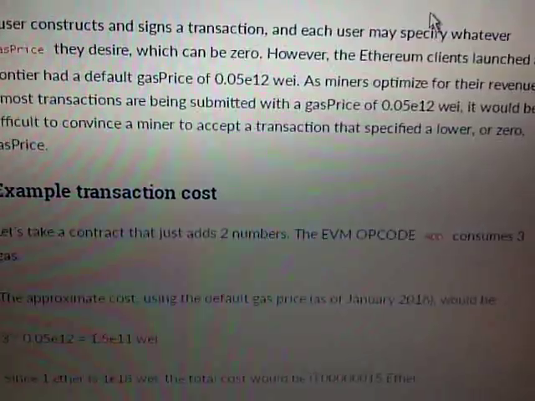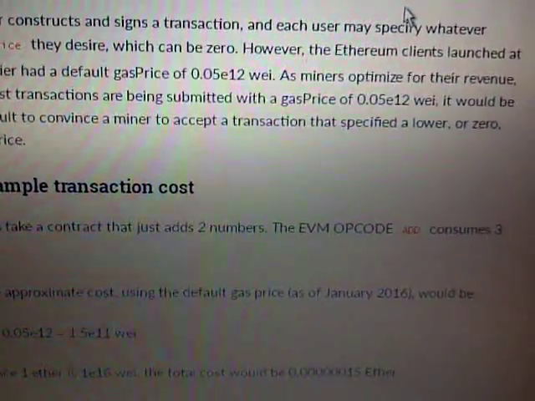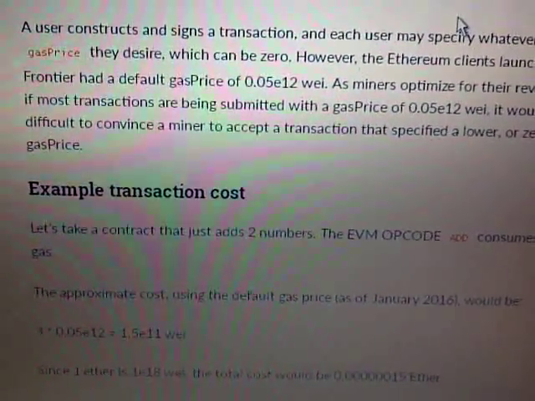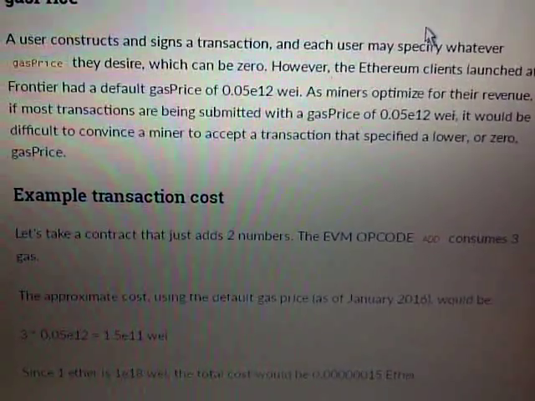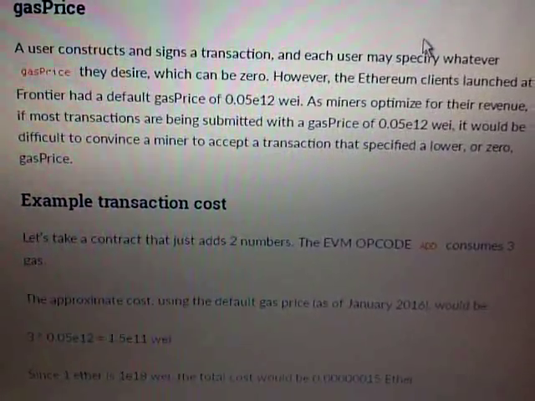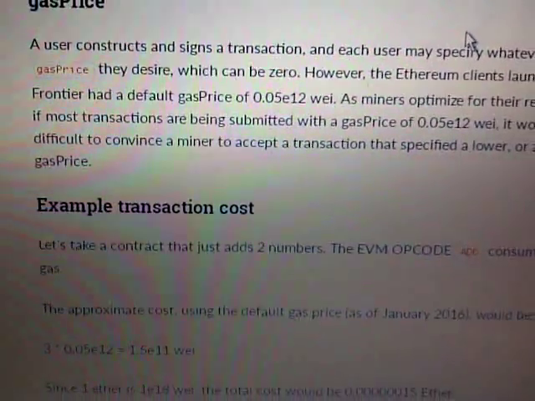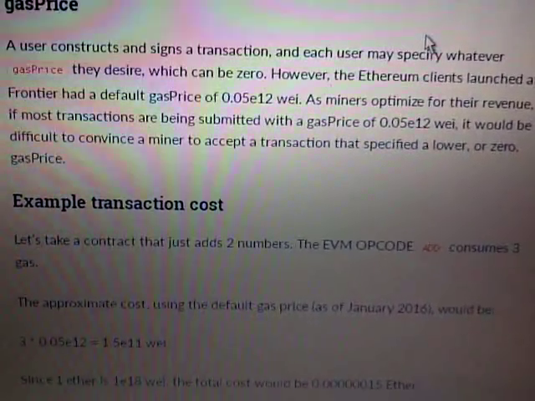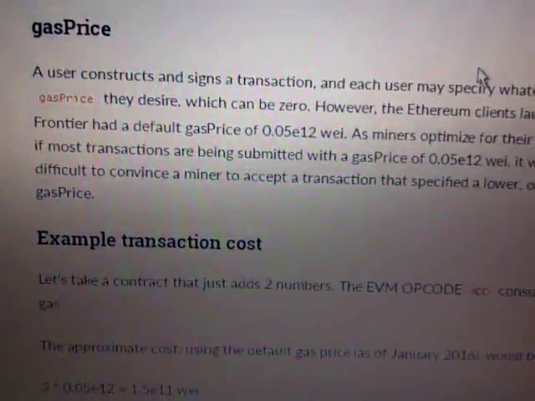Miners, okay, so I'll just continue from here. As miners optimize for their revenue, if most transactions are being submitted with a gas price of 0.05 to the 12th power, it would be difficult to convince a miner to accept a transaction that specified a lower or zero gas price.